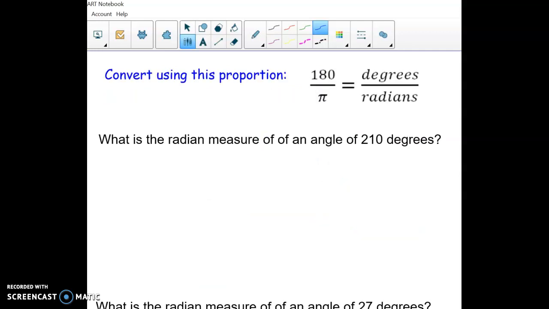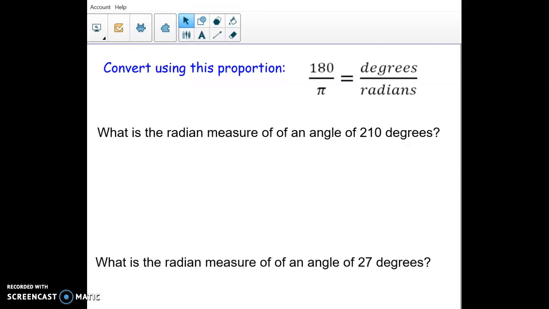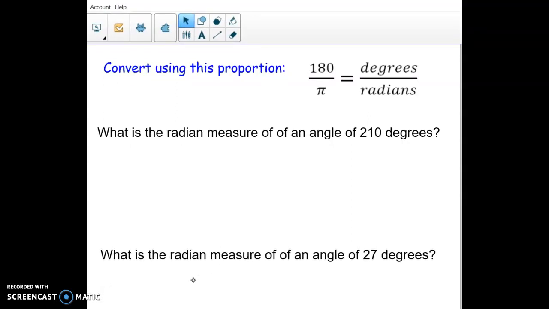Okay, so I'm going to give you a chance to just try one if you want, but basically 180 degrees is pi radians, so we can just make a proportion for however many degrees or radians we have and then convert to the other one. Okay, so if you feel confident, you can certainly try these two questions, or just watch the first one, then try the second one on your own.